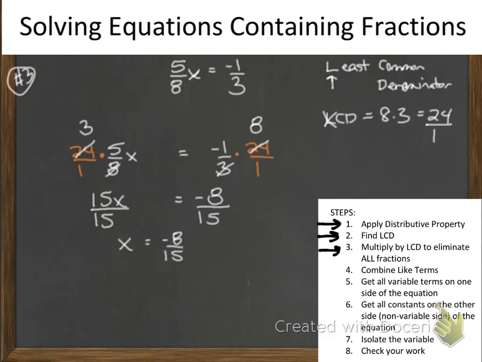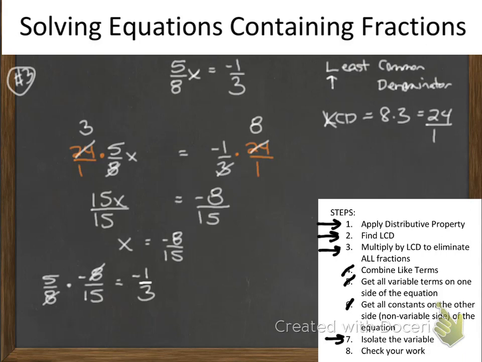Okay, and if we go back to our steps, there were not any like terms to combine. I didn't need to do step 5 or 6. All I really needed to do was isolate my variable. Okay, so let's check our work. So we have 5/8 times negative 8 over 15 equals negative 1/3.